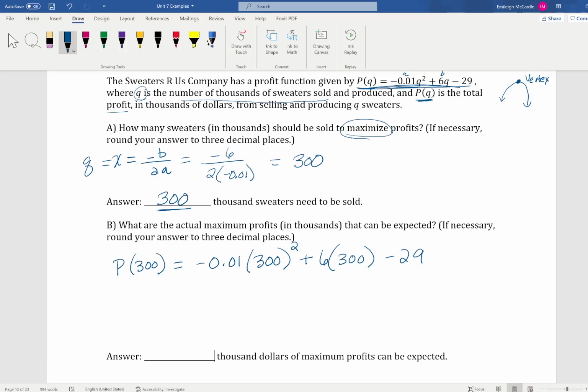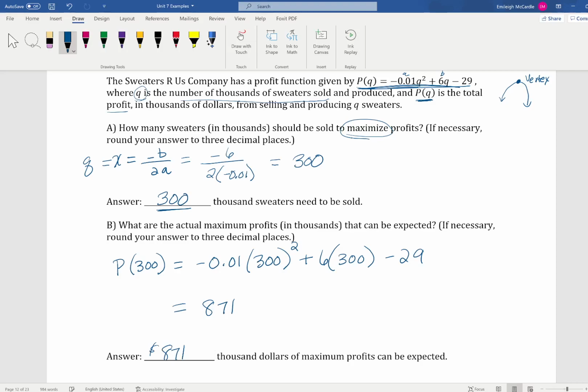If we put this in our calculator and simplify, we end up getting 871. And again, this is $871,000. So we're going to put a little dollar sign on there.